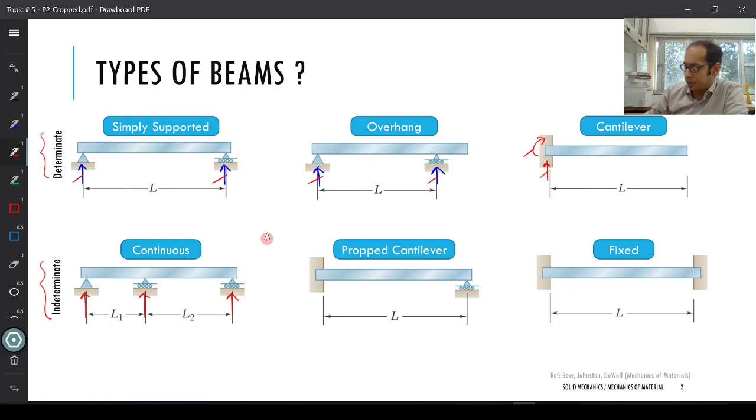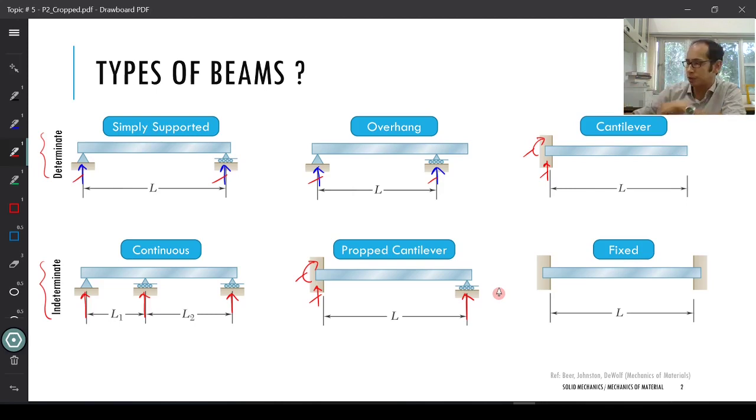For the propped cantilever as well, at the cantilever end you will have similar reactions as you had seen earlier: a vertical reaction and a bending moment. But at this roller end you will have just one reaction. Remember, rollers or pin supports cannot take bending moments because they allow for rotation at that particular end. But here as well, you have three unknowns but two equations of equilibrium. You need one extra equation for solving these kinds of problems.